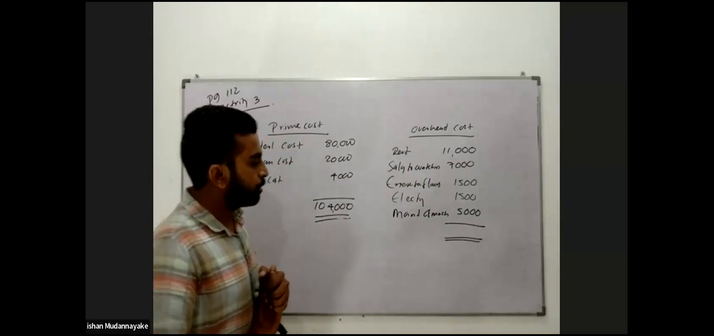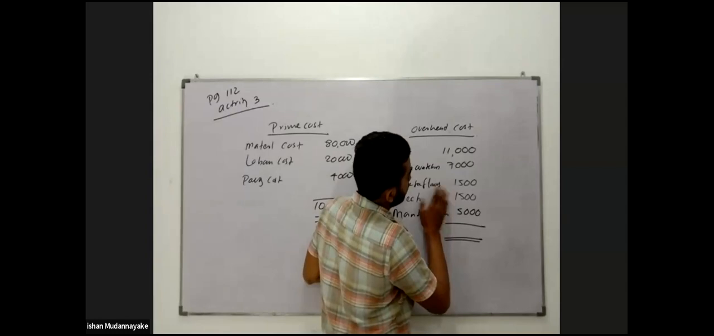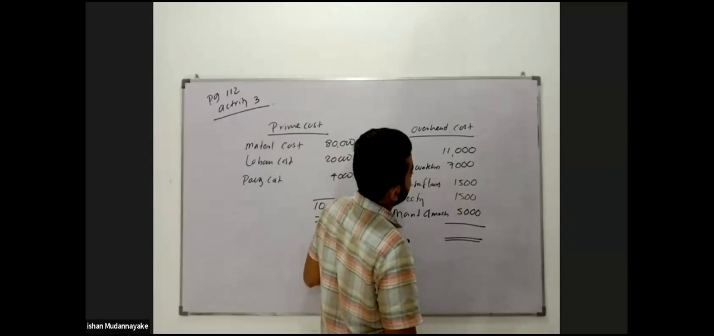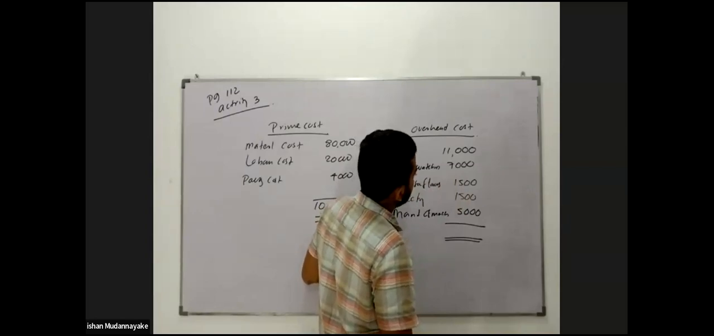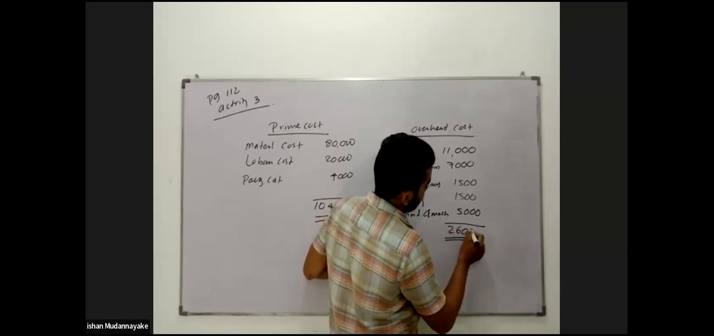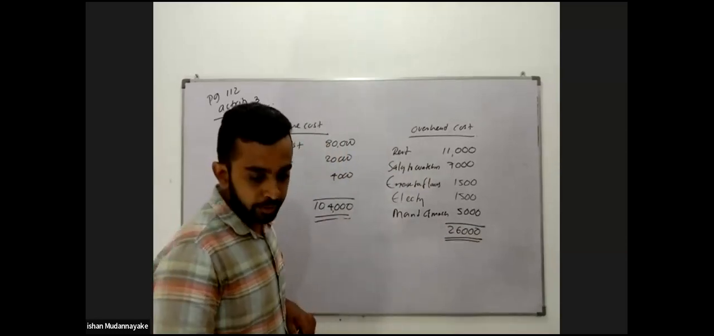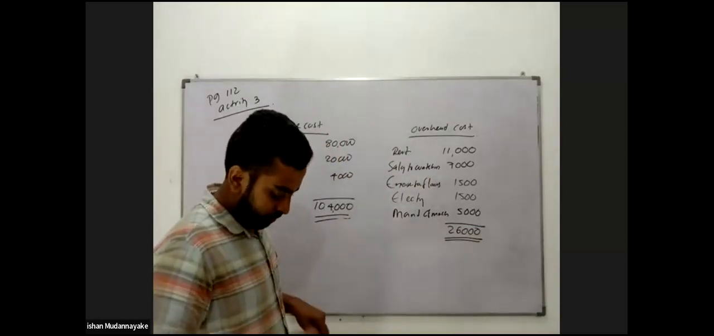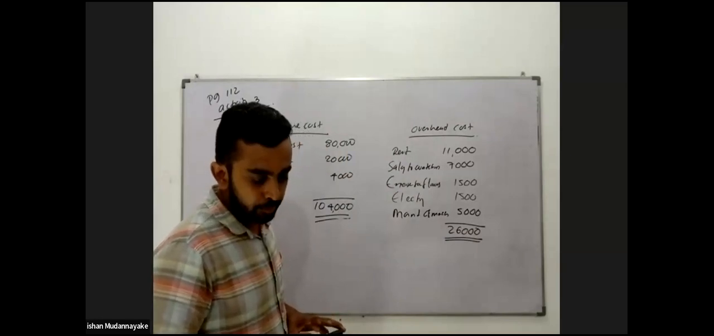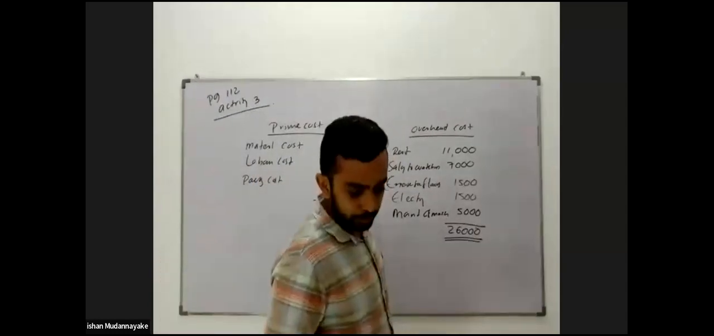How much is the total overhead cost? 26,000. Is it correct? Total overhead cost 26,000. Correct or wrong? Yes or no? Correct, sir. Correct, right. 26,000 total overhead cost.